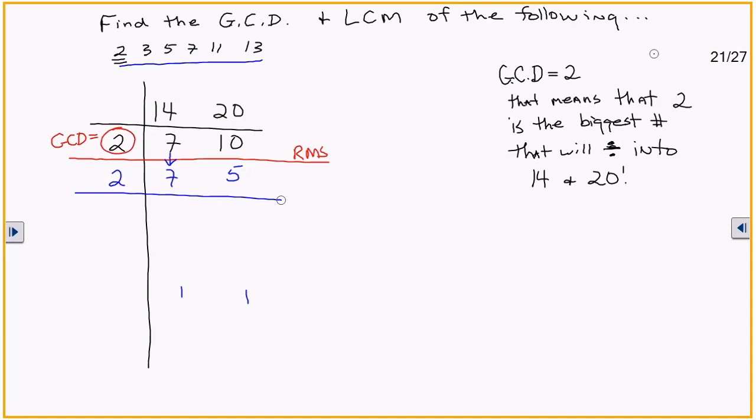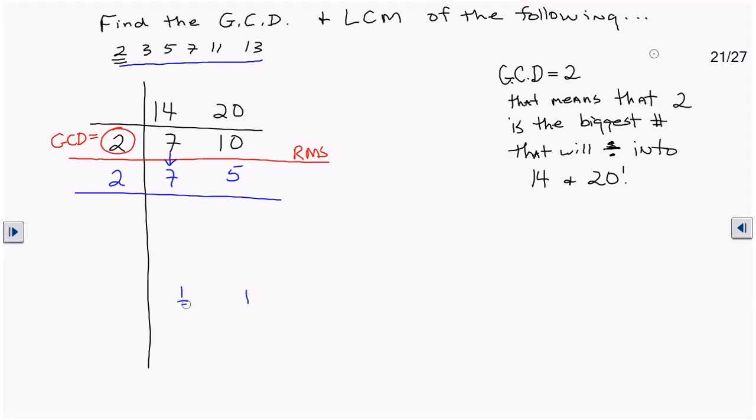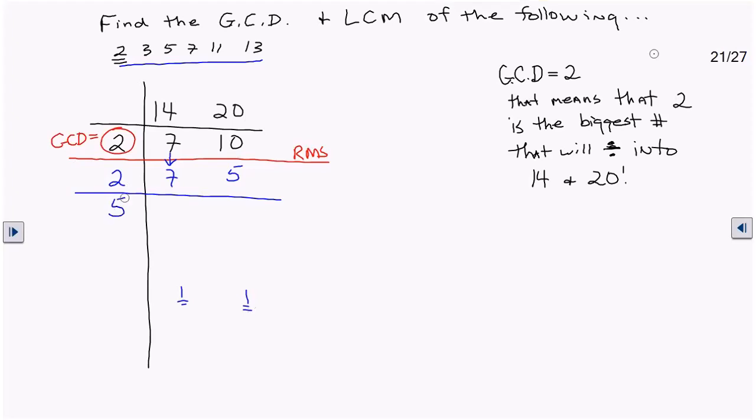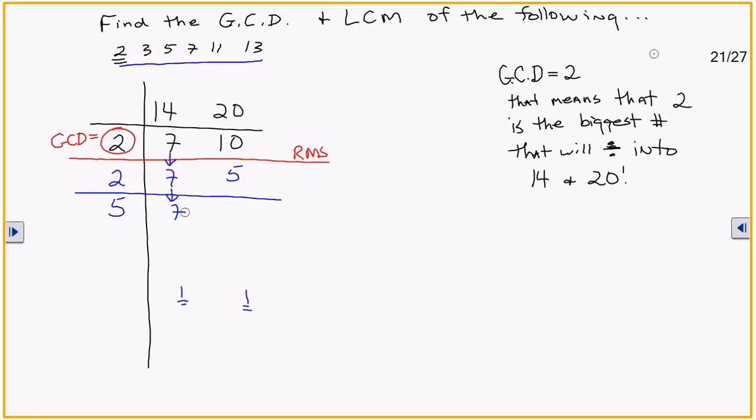And I want ones. I want my ones down here. I want 2 ones. So that's my goal. So now I'm going to divide by 5. Will 5 go into 7? No. So you bring it down. Will 5 go into 5? Yes, 1 time. Hey, there's one of my ones. So I got one of them. Now what do I need to do? Divide by 7.